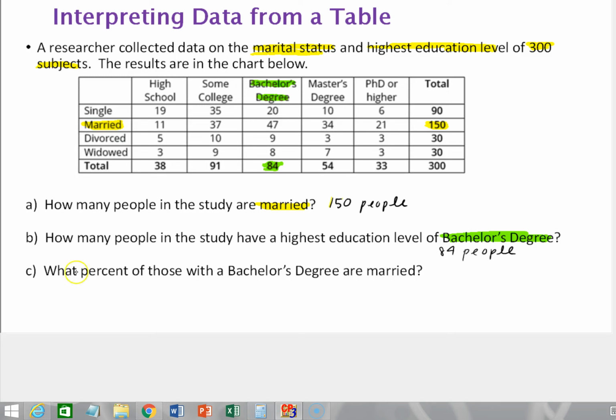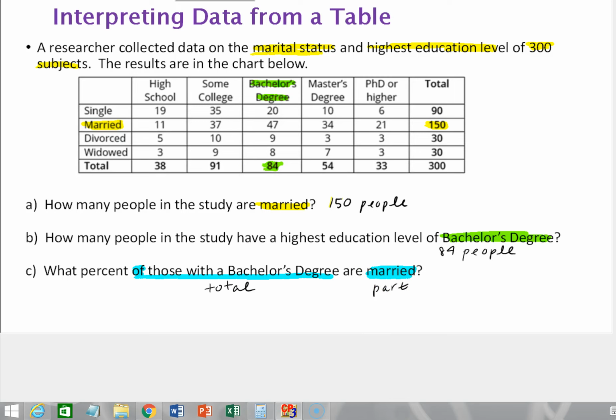Now part C asks what percent, so notice we changed from how many people to what percent, so we're going to find a ratio of those with a bachelor's degree who are married. Now remember, when you have a percent, it's always relative to some whole, and you could determine the whole from the context by what's after the word of. So the number of people with a bachelor's degree, that's going to be our total or whole, and we want the fraction, which we're going to write as a percent, of these people, specifically the bachelor's degree, that are also married. So married will be our part.